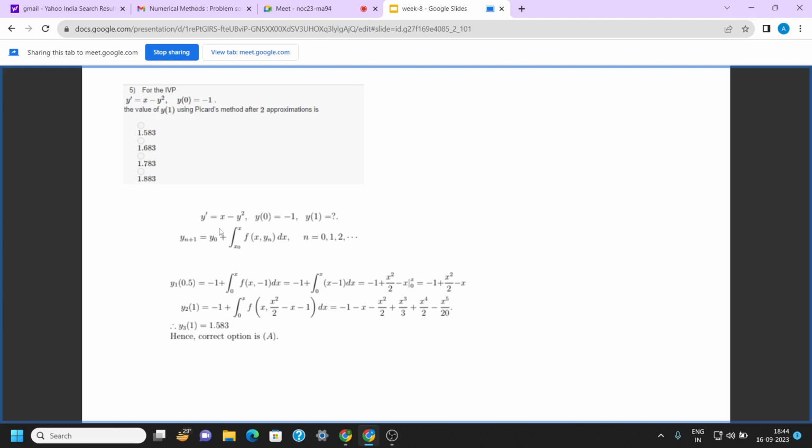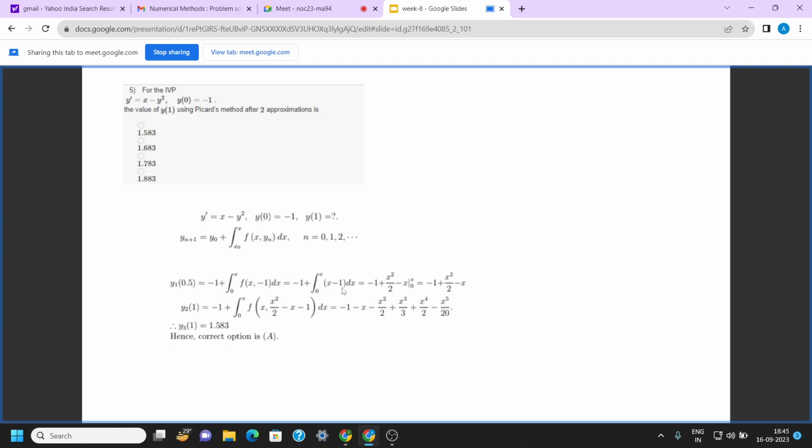So in this, x minus y square is f of x comma y. So when you substitute, in the place of x it will be x only, and in the place of y you have to substitute minus 1. Okay. So you'll get minus 1 plus integral over 0 to x, and here x minus (minus 1) squared, that is 1 minus 1 square, it will give you 1.